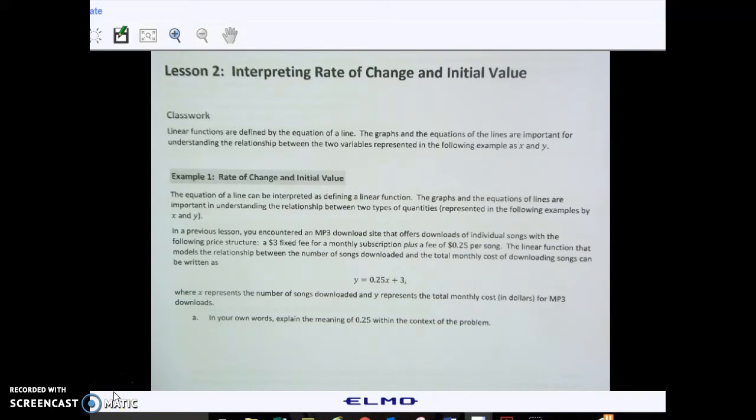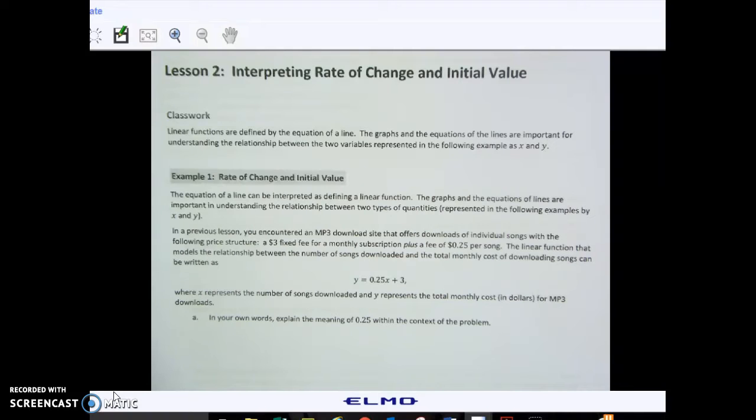Module 6, Lesson 2, Interpreting Rate of Change and Initial Value. Linear functions are represented by lines, and we need to understand that there is a connection between the linear function and the problem that we're talking about. The rate of change and the initial value have something to do with our problem.